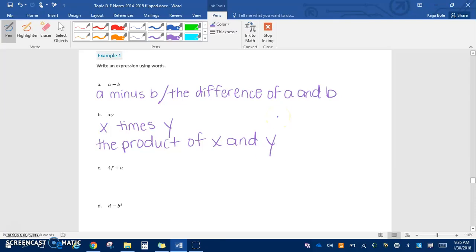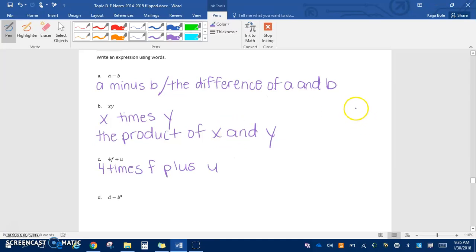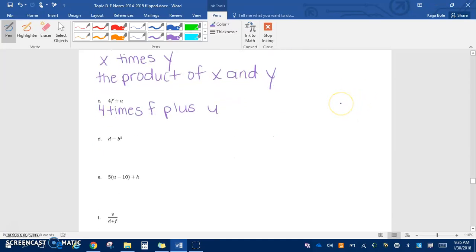Alright, if you flip over to the next page, mine are all on the same page here, but that's okay, it's the same thing. We have 4f plus u. So we would say 4 times f plus u. Right? If we look at part D here, we have d minus b cubed. So a good thing to start with is always just saying it out loud and then writing it down. So we have d minus b cubed.